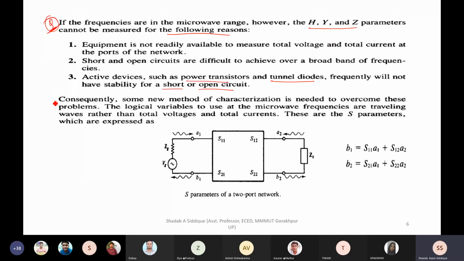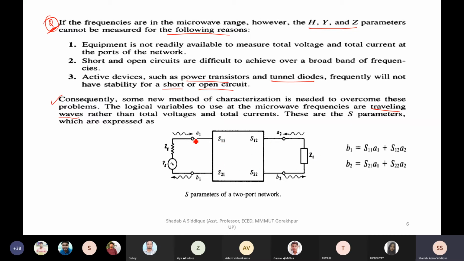Consequently, a new method of characterization is needed to overcome these problems. This new method of characterization is called S parameters. The logical variables to use at microwave frequencies are traveling waves rather than total voltage and total current. We are going to calculate the amplitude as well as the phase of that wave. So these are the S parameters, which are expressed here.